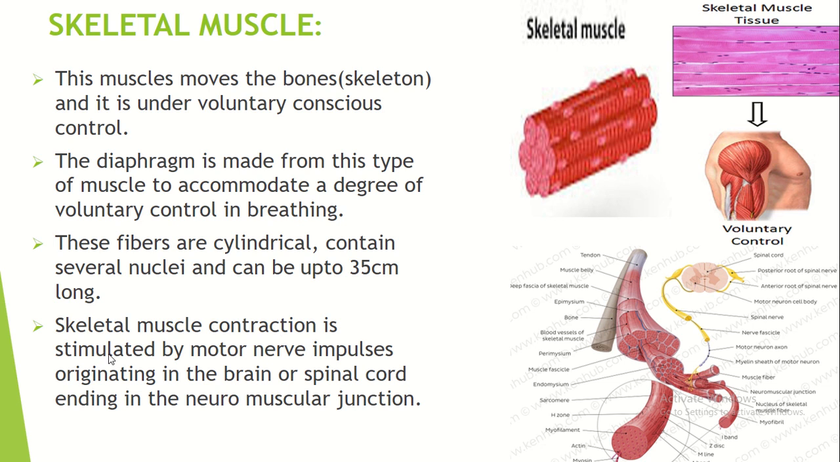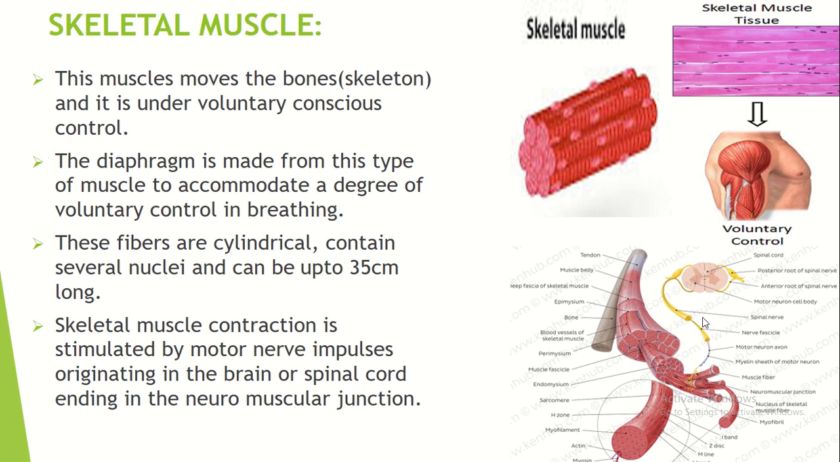The skeletal muscle contraction is stimulated by motor nerve impulses originating in the brain or spinal cord, ending in the neuromuscular junction. So how is our muscle moved? There is a main mechanism called the neuromuscular junction, which is the main thing helping in our skeletal muscle contraction. Here is the brain or the spinal cord, and the spinal nerves come and this point is called the neuromuscular junction. Neuro is the nerve, and muscular is the muscle. So at the neuromuscular junction, both are attached.